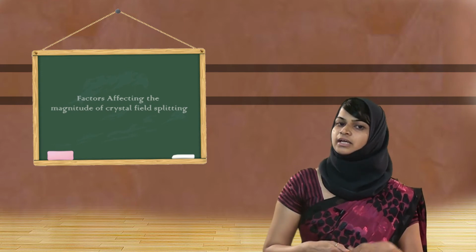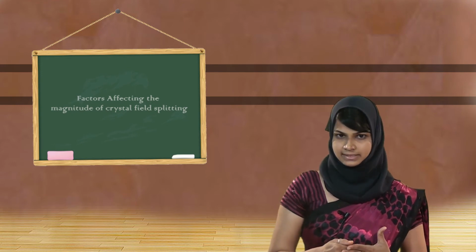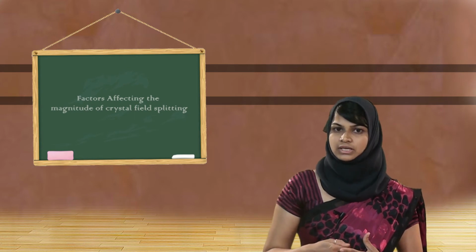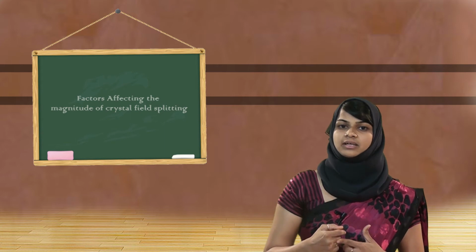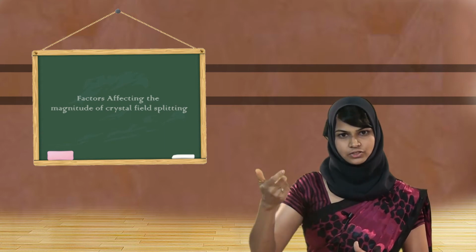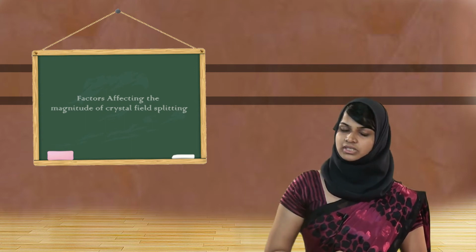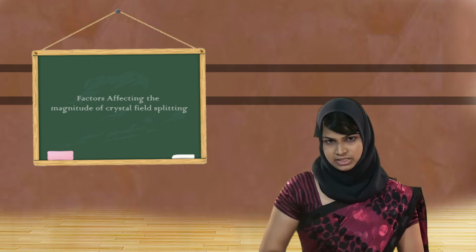That is to say that in the former case, cobalt was in +3, but in the latter case, the cobalt is in +2. So this makes a big difference, where the higher oxidation state gives rise to higher crystal field splitting than that of the lower oxidation state. So this is about the oxidation state.